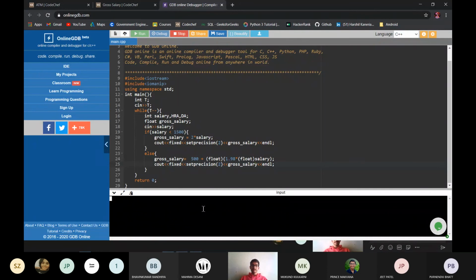Now let us give the input. Let us give 3, then some random input, then our answer should be like this. Now our code is working properly. We have 2-digit precision also.